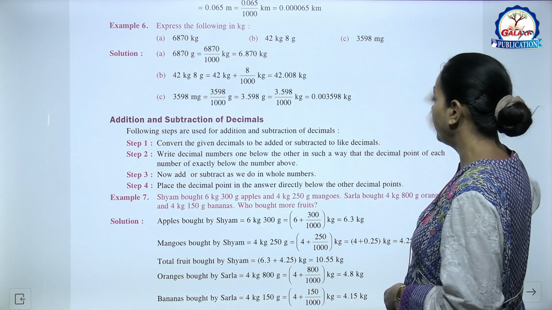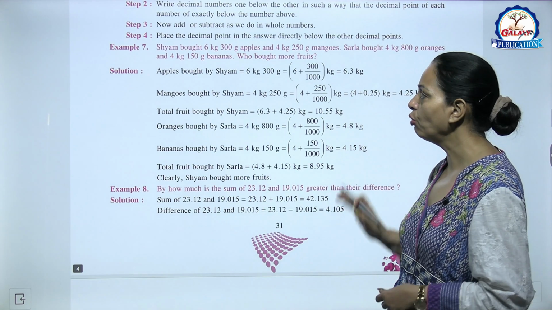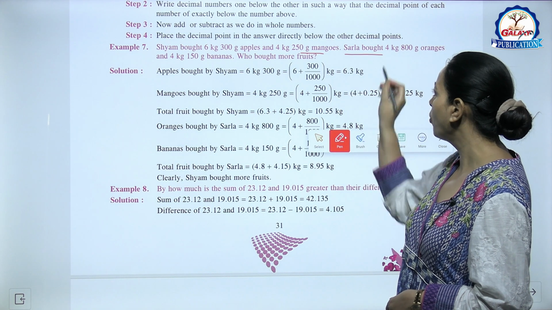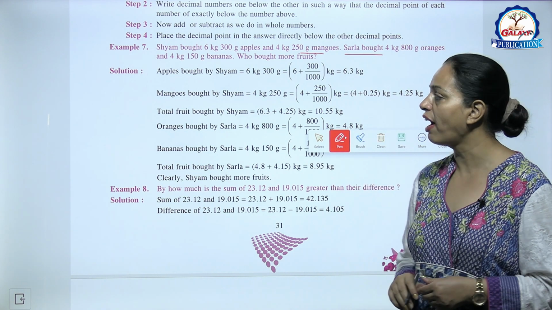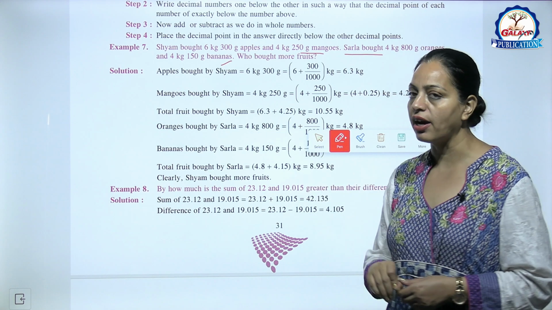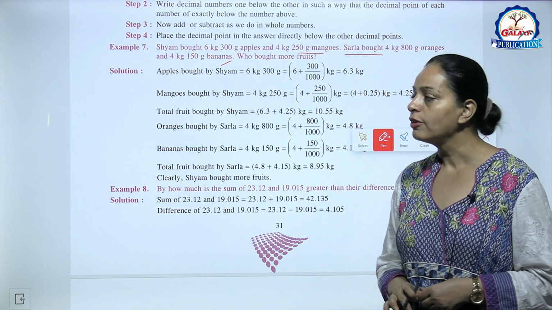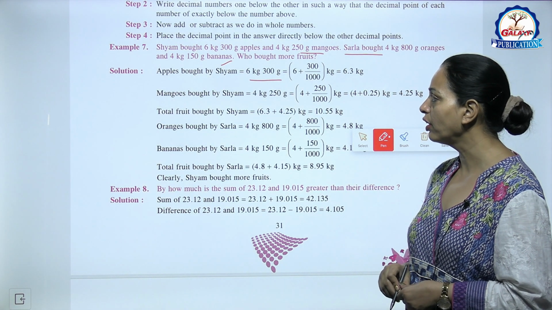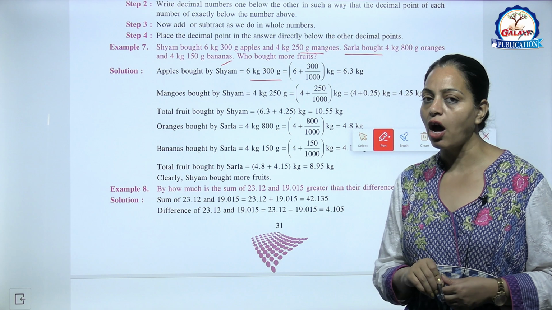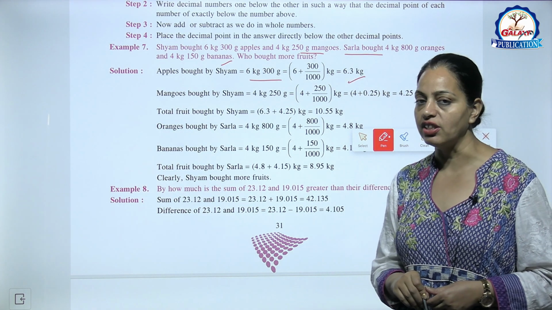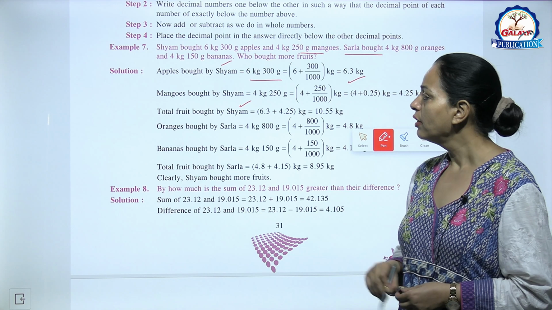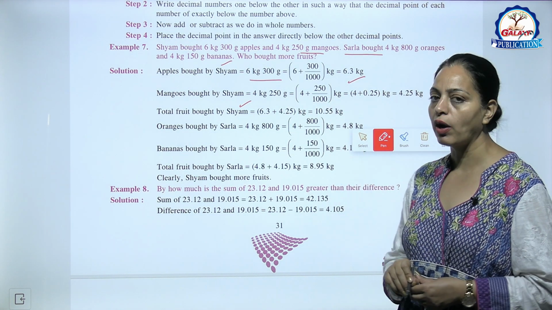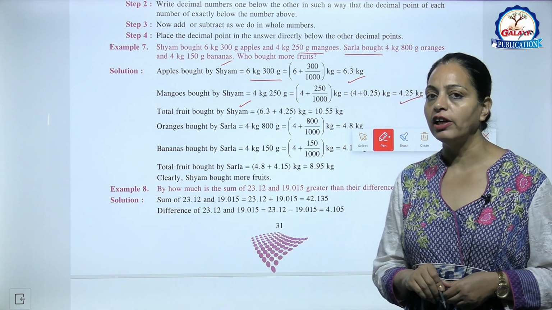Now see example 7 here. Sham bought 6 kg 300 gram apples and 4 kg 250 gram mangoes. Sarla bought 4 kg 800 gram orange and 4 kg 150 gram bananas. So who bought more fruits? So apples bought by Sham, 6 kg 300 gram, से हम kg में convert कर दें. So 6 plus 300 upon 1000 means 6.3 kg. Now mangoes bought by Sham, that is 4 kg 250 gram. So here 4 plus 250 upon 1000 means 4.25 kg.